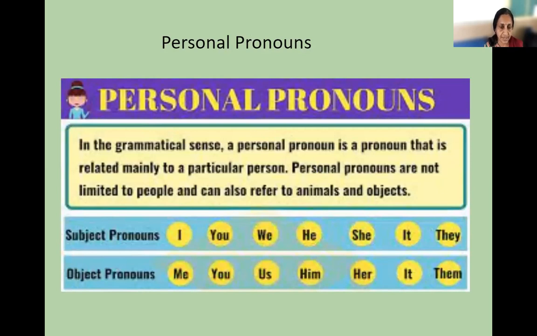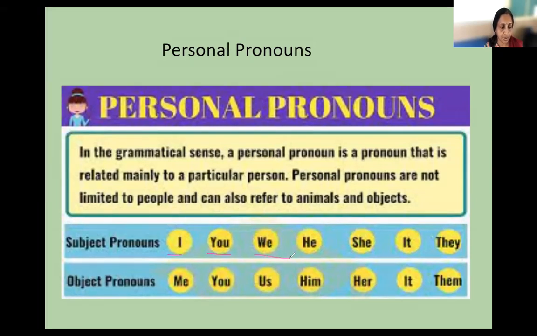When you're using it in the form of a subject in a sentence, these are the pronouns that will be used as subject pronouns: I, you, we, he, it, and they. In the grammatical sense, a personal pronoun is a pronoun that is related mainly to a particular person. Personal pronouns are not limited to people and can also refer to animals and objects.